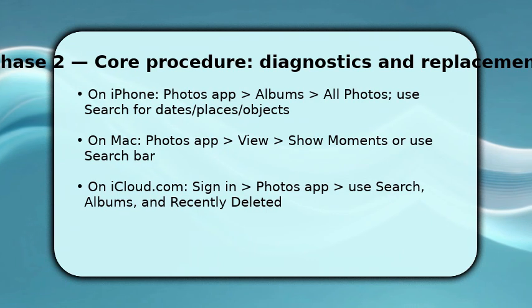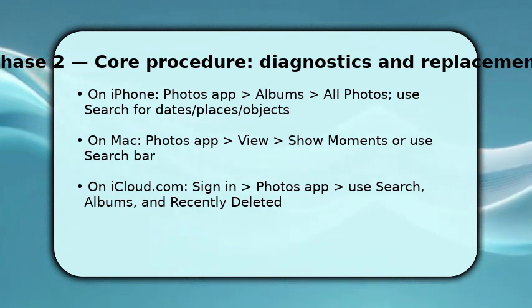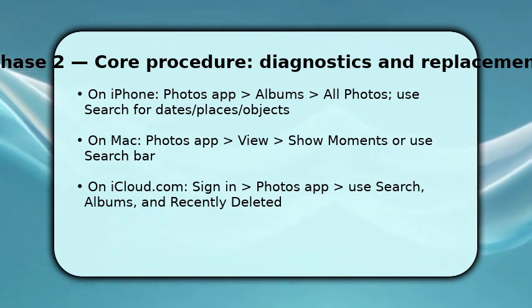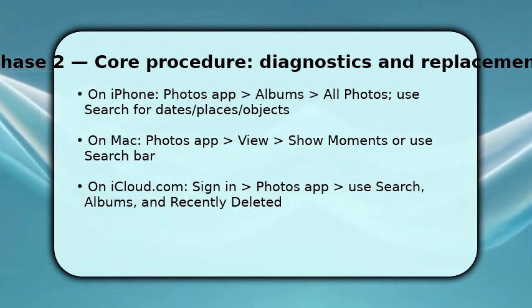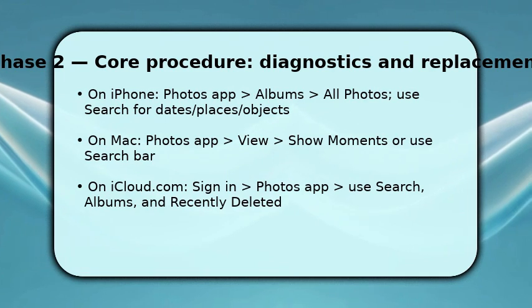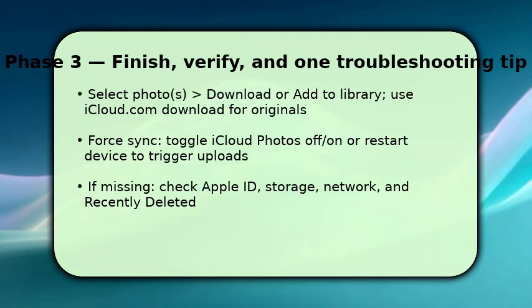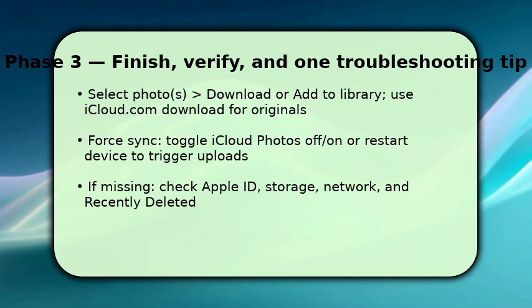On iCloud, use the filter icons and the top right account menu to switch library versions if you have multiple. If a photo seems missing, check recently deleted and the date ranges. Sometimes sync delays reorder things. When you find a photo, tap or click it and choose Add to Library or Download. iCloud gives you full resolution originals if needed.